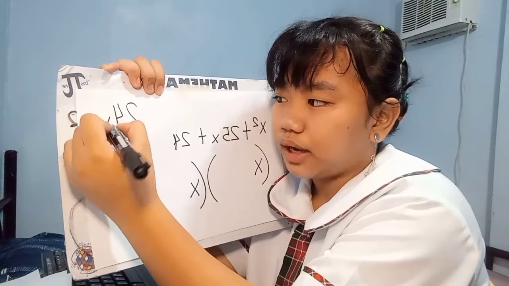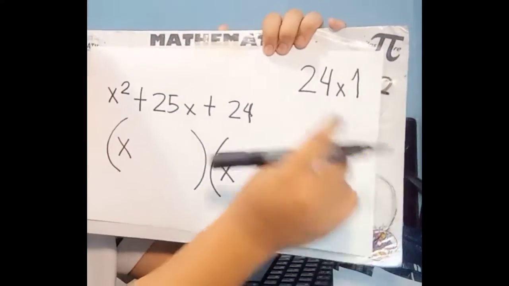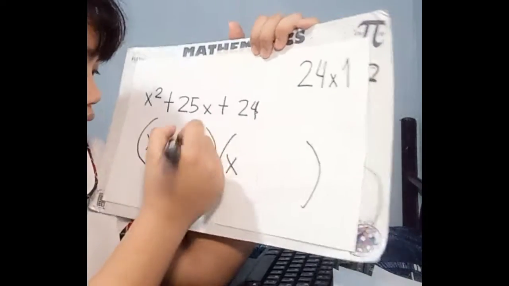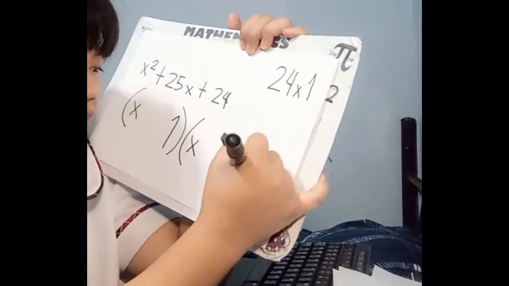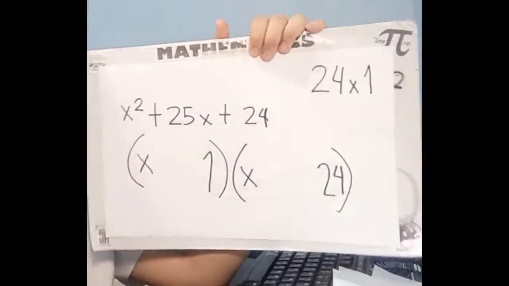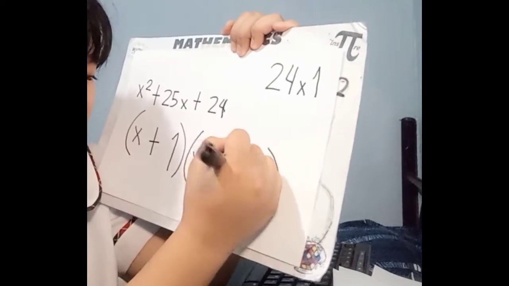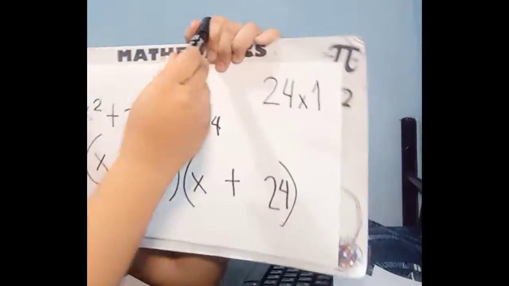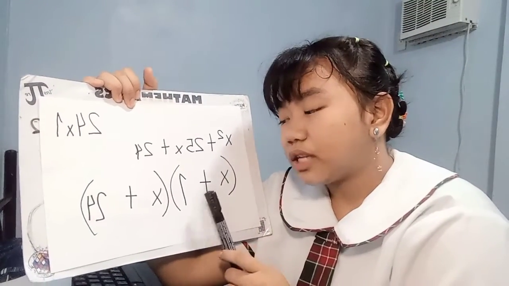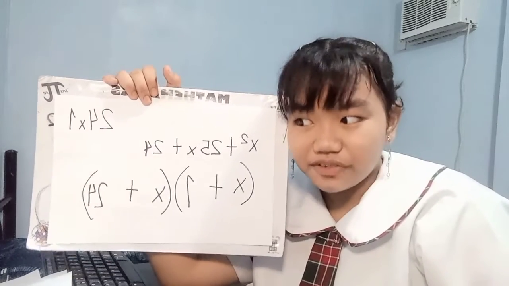24 times 1. 24 times 1 is equals to 24. So 24 plus 1 is equals to 25. Let's write 1 here and 24 here. So paano yung sign sa gitna? We're just going to copy the sign of what the middle term has. So it's positive. We're going to write positive here. And that's it. We already have the answer. The answer for x squared plus 25x plus 24 is x plus 1 times the quantity of x plus 24. And that's it. Very easy.